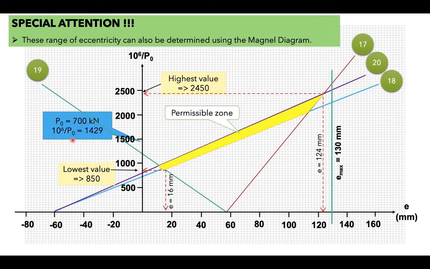So what we have to do is recalculate back, because if we are to include the value into this Magnell diagram, the P naught value will be this, because we have the vertical axis as 10 to the power of 6 over P naught. So 10 to the power of 6 over P naught is equal to 1429, which corresponds to P naught equal to 700 kilonewton. So we have this point.